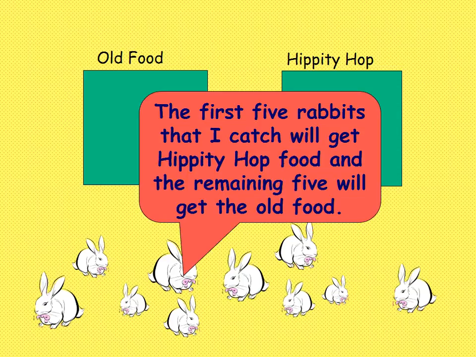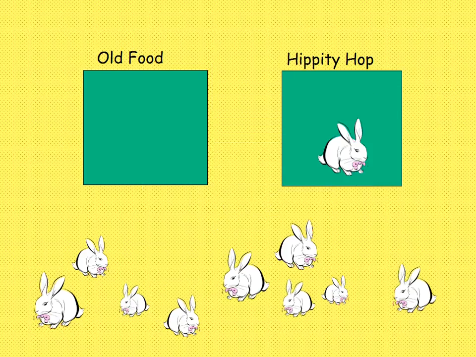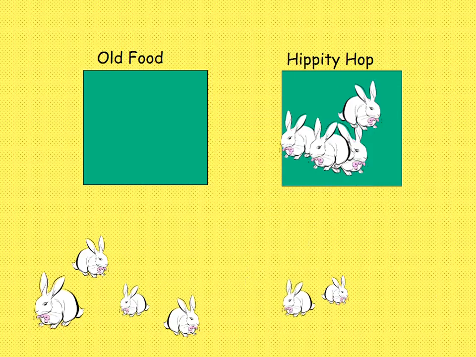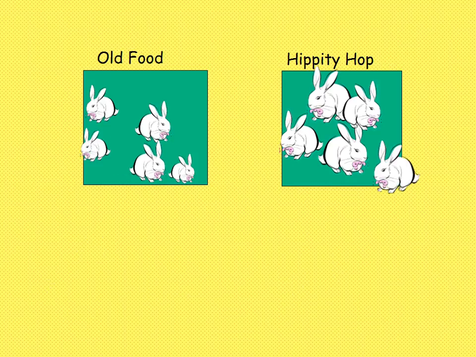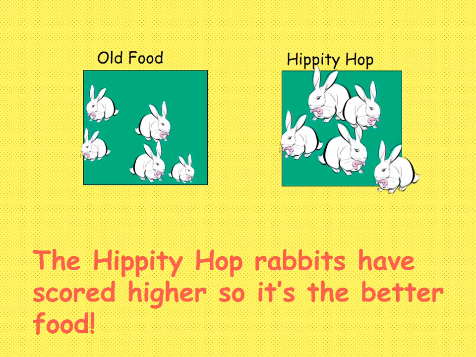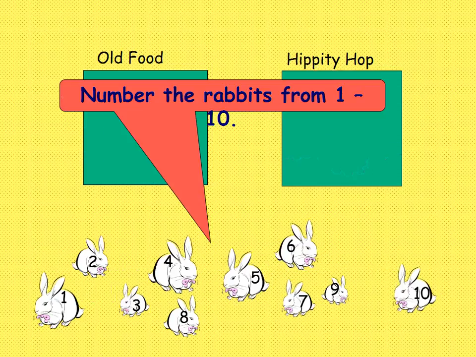Okay, how about the first 5 rabbits I catch, I'll give the food. Okay, so I catch these first 5 rabbits. I'm giving them the new food. Okay, the old food goes to the 5 rabbits I couldn't catch. Is that a good sample design method? Okay, so the hippity hop rabbits are bigger, and they might have just been bigger because they were slower and I could catch them.